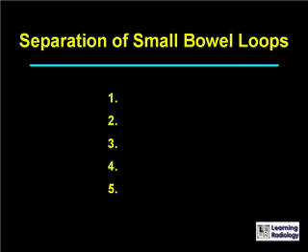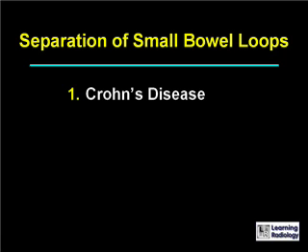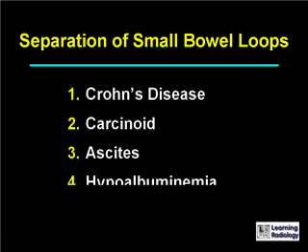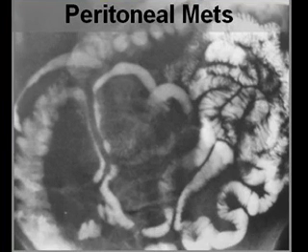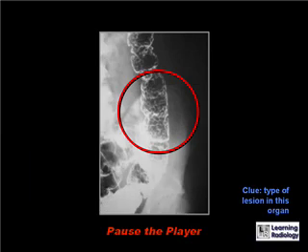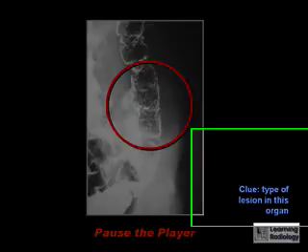The differential is for separation of small bowel loops. There are 5 causes listed. Five of the causes of separation of small bowel loops include Crohn's disease, a carcinoid tumor, ascites, hypoalbuminemia, and peritoneal metastases. This is your next differential diagnosis.